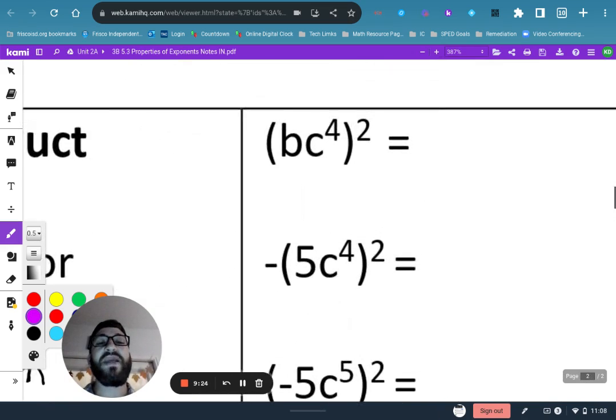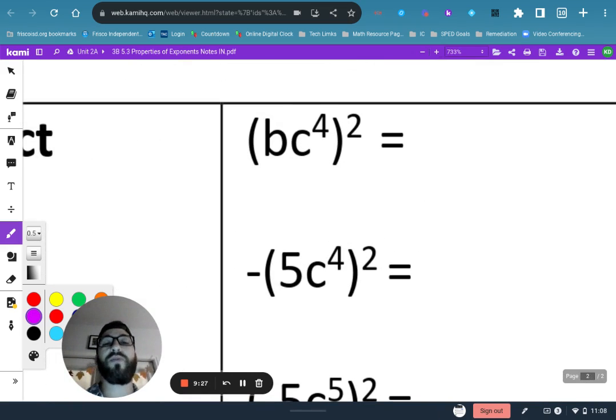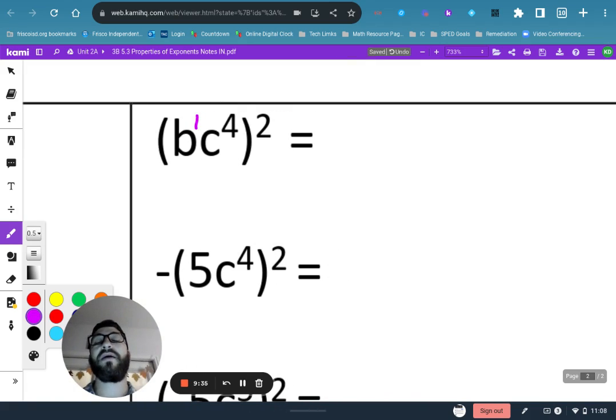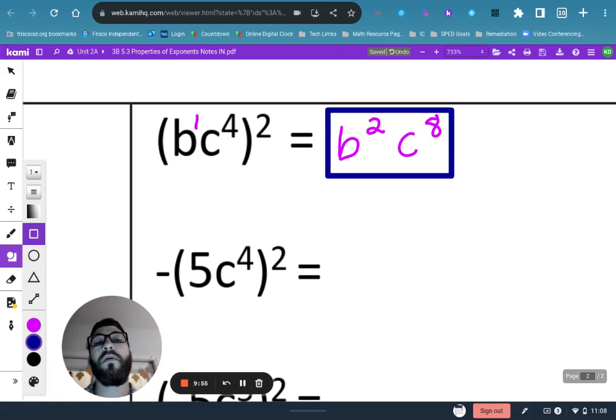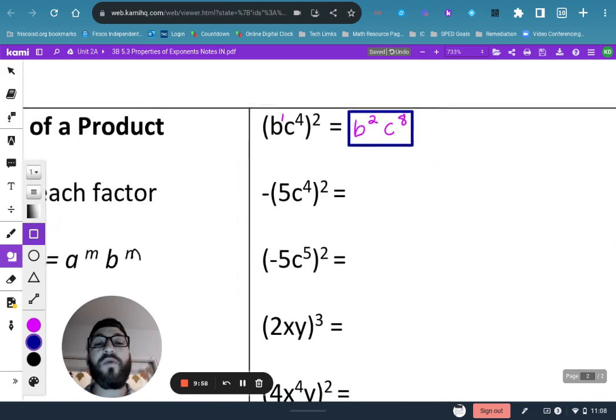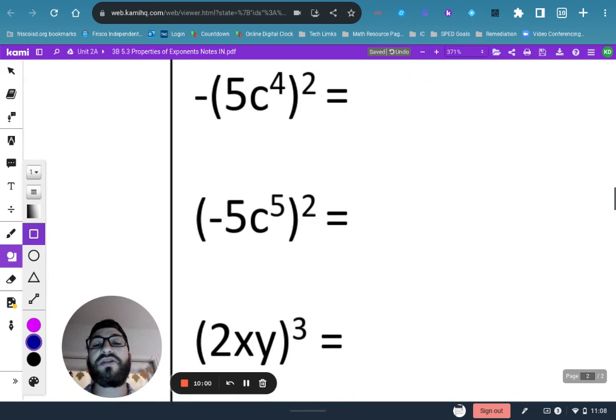So if I have b times c to the 4th, parentheses squared, I'm going to add my 1 onto my b. So everything on the inside has that power to a power relationship that I'm going to multiply. So b to the 1st to the 2nd, that's going to be 1 times 2, so b to the 2nd. And c to the 4th to the 2nd, that's going to be 4 times 2, so c to the 8th. So relatively straightforward, just like that. Let's do another one just to make sure we're on the same page.